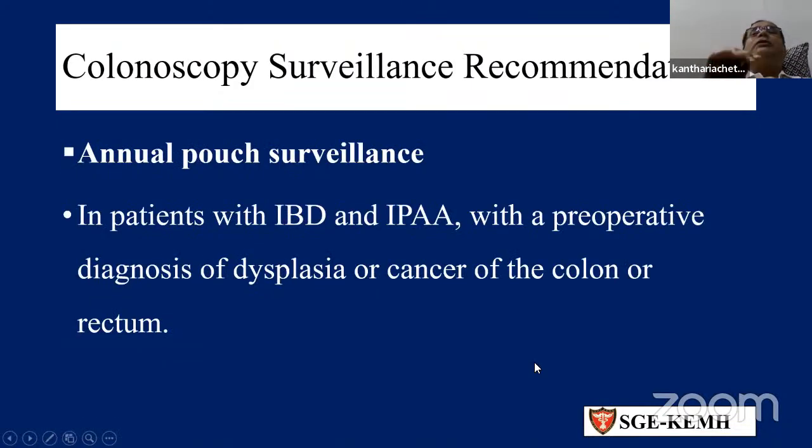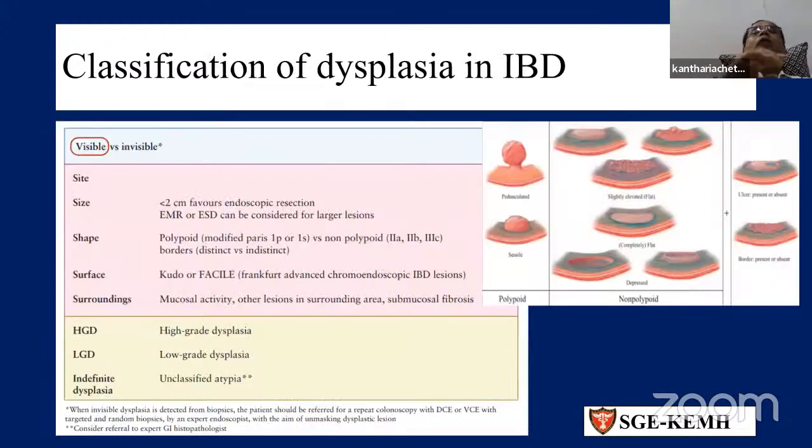Besides this, it is also said that an annual pouch surveillance should be done in patients who have undergone an ileal pouch-anal anastomosis, in whom there was a preoperative diagnosis of dysplasia or malignancy of the colon or rectum. Now, what do you actually see on this colonoscopy?